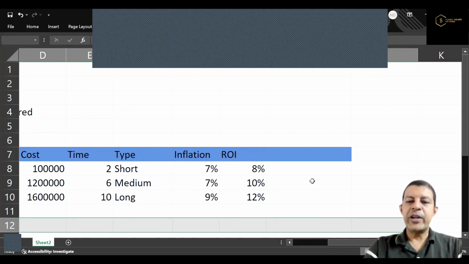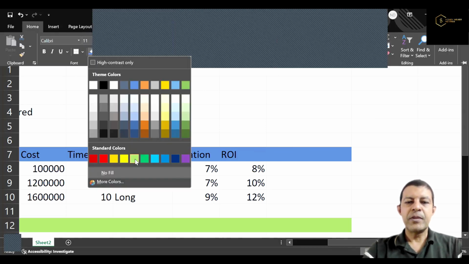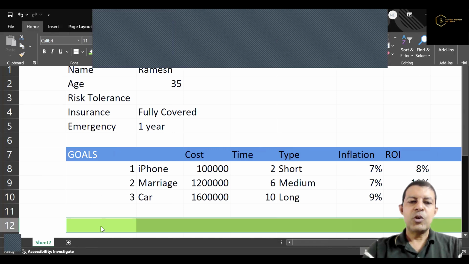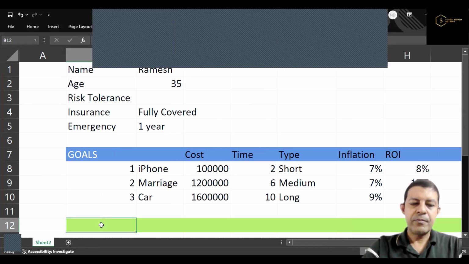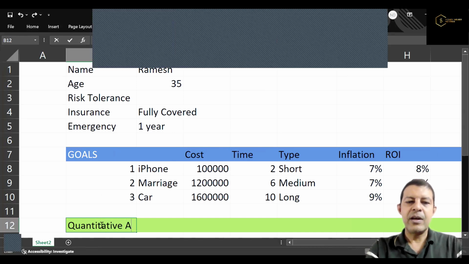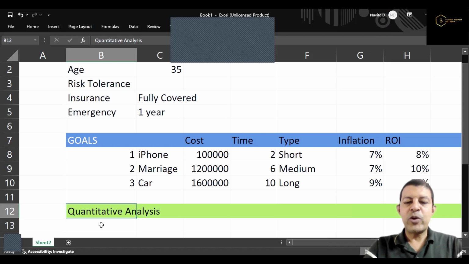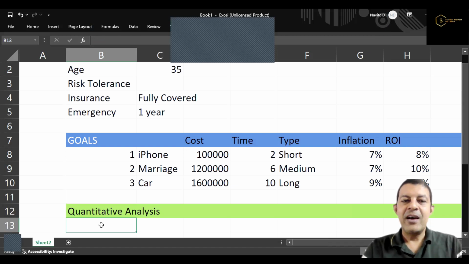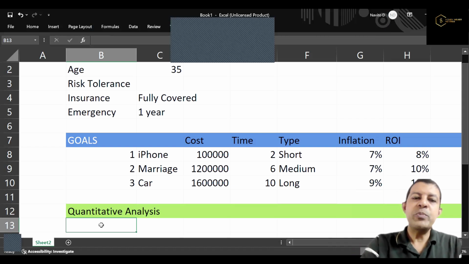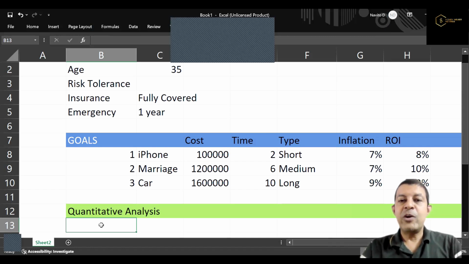some quantitative analysis. So what is quantitative analysis? We are going to see shortly. We are going to see here quantitative analysis, QA. So in quantitative analysis, what we're going to see is we are going to check Ramesh's income and expense and determine whether he has a surplus which can be invested to meet each of these goals. And then we are also going to see what his assets and liabilities look like.